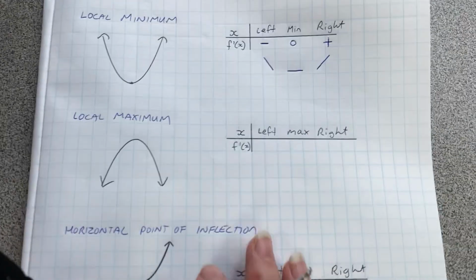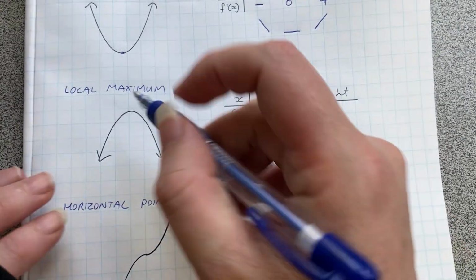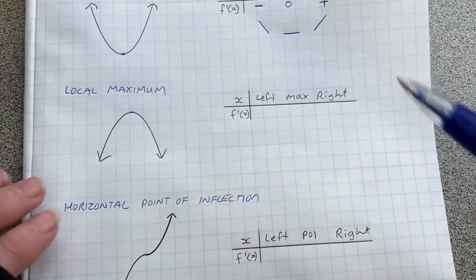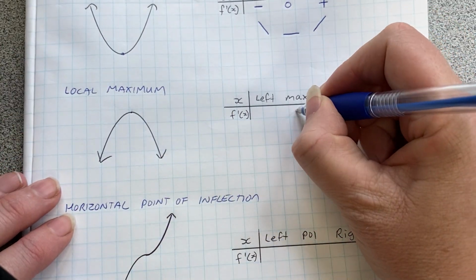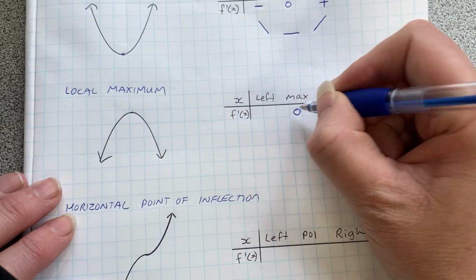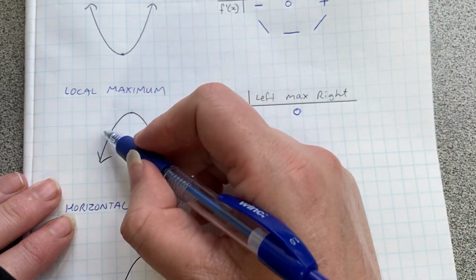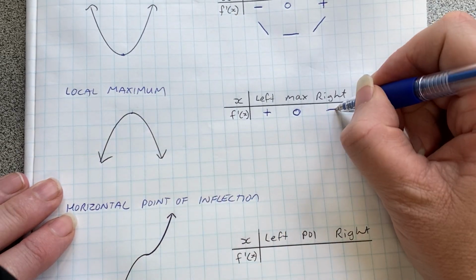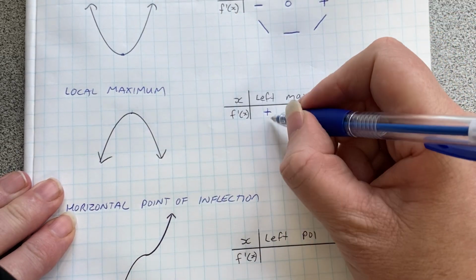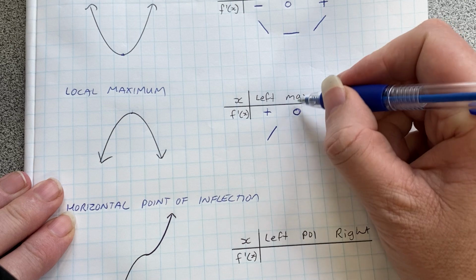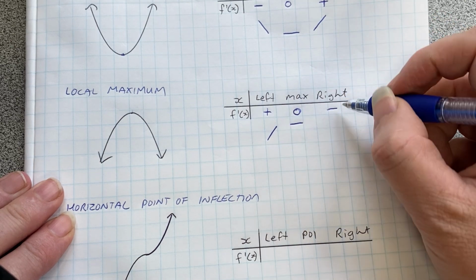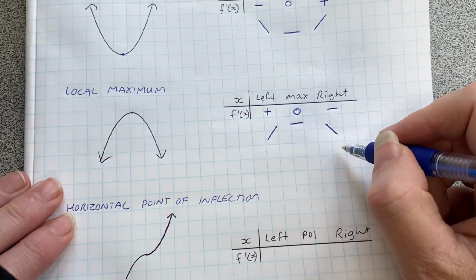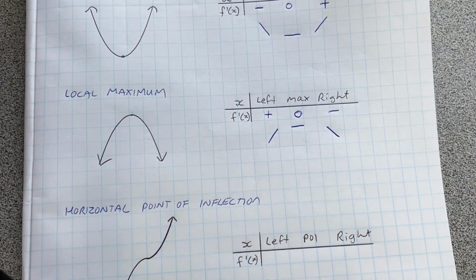If we look at a maximum, in the same way, right at the point, if I draw on a tangent, it is horizontal, so the gradient or the derivative is 0. Just to the left, it is positive, and just to the right, it is negative. So if I draw those gradients, a positive gradient goes that way, a 0 gradient goes like that, and a negative gradient goes like that, you get a picture of a maximum.